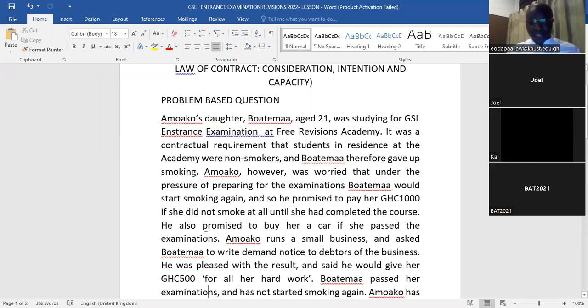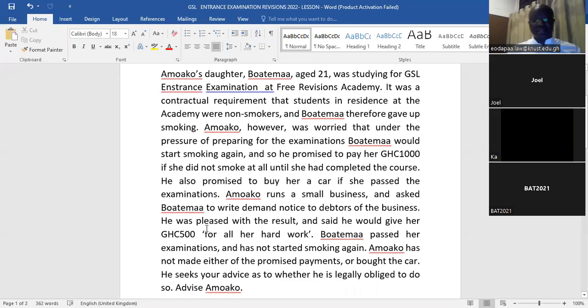Amoako runs a small business and asked Boatemaa to write demand notice to debtors of the business. He was pleased with the result and said he will give her 500 Ghana cedis for all her hard work. Boatemaa passed her examination and has not started smoking again. Amoako has not made either of the promised payments or bought the car. He seeks your advice as to whether he is legally obliged to do so. Advise Amoako.